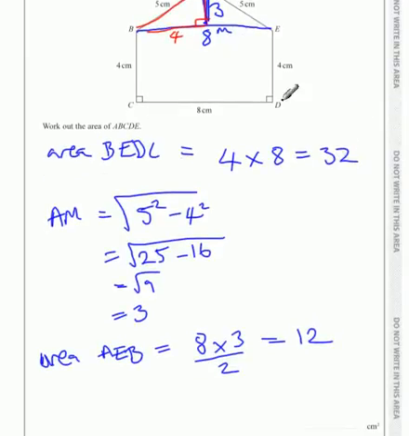And now we've got the two parts of this shape to find the total area, which is going to be 32 plus 12, which equals 44 centimeters squared, units already given.